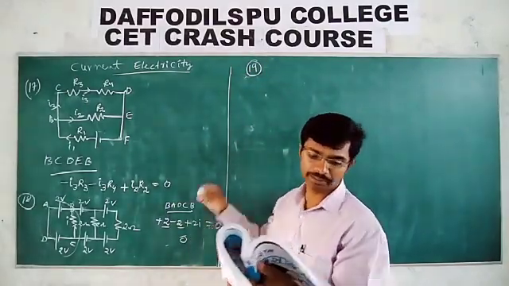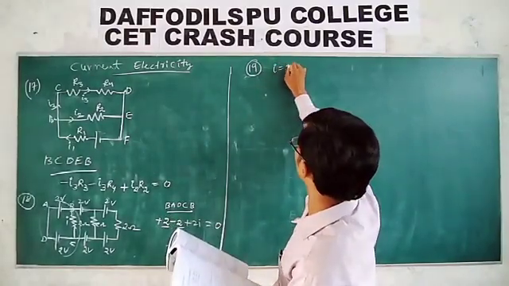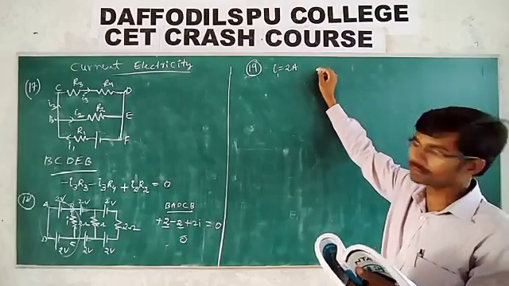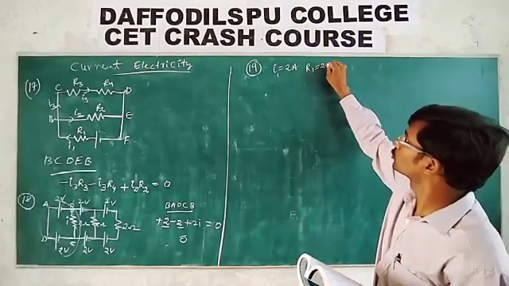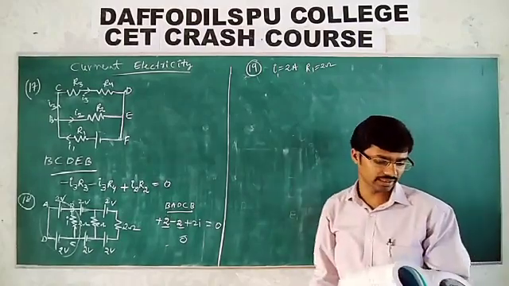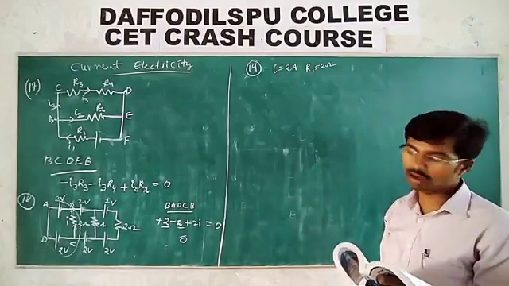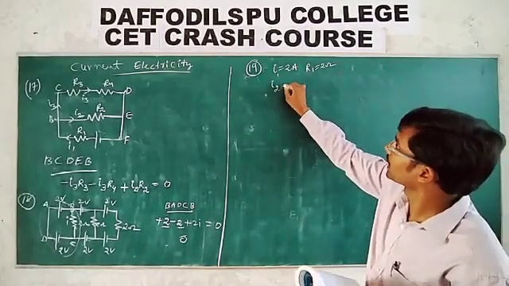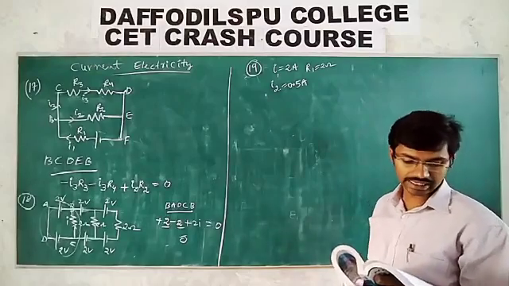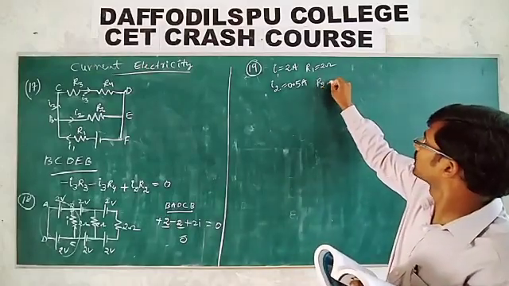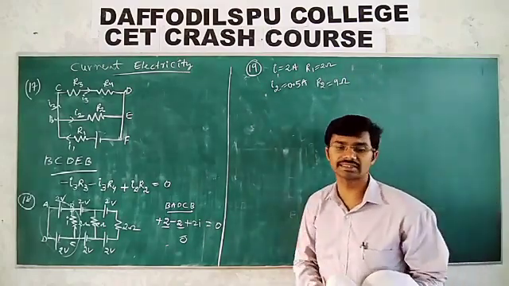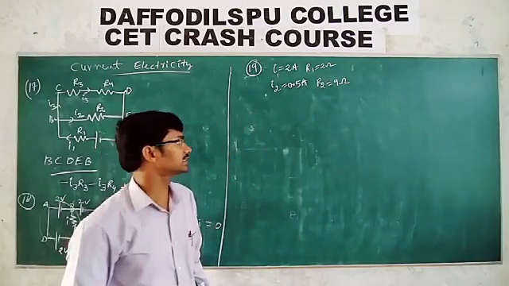A current of I equal to 2 ampere flows through an R1 equal to 2 ohm resistor when connected across a battery. The same battery supplies a current of I equal to 0.5 ampere when connected across a 9 ohm resistor. What is the internal resistance of the battery?